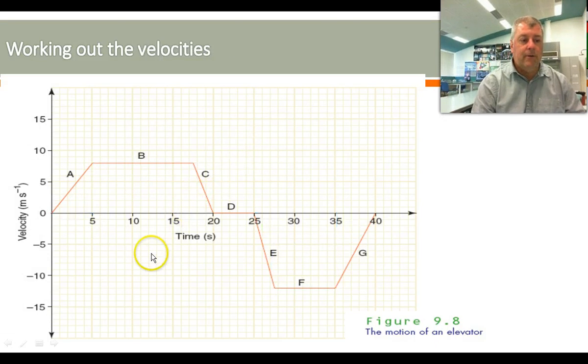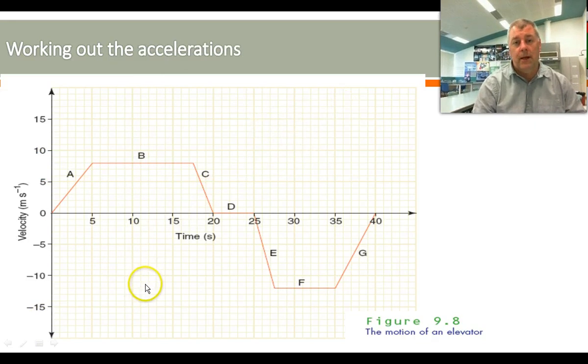What about working out the velocities? Do we remember how to work out the velocities on a velocity time graph? You just read it off the graph. That was a trick question, but you'd be amazed how many students can't work out how to get the velocity off of a velocity time graph. So what's the velocity at 10 seconds? Just read it off the graph.